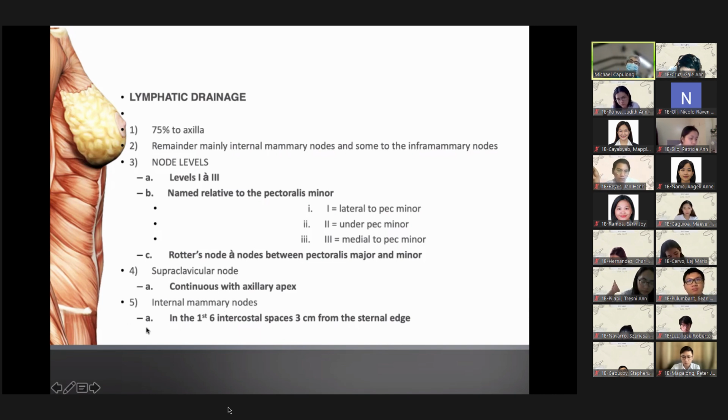So you also have internal mammary nodes. These are lymph nodes seen along the edge of your sternum. So all in all, you have around 36 to 40 lymph nodes. So these are normal lymph nodes, 36 to 40 in an individual per side.